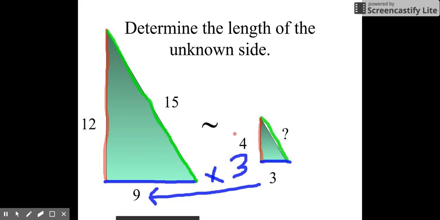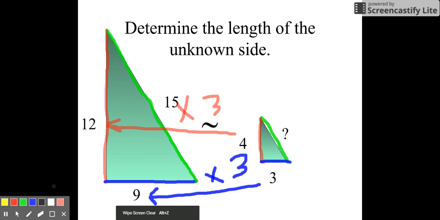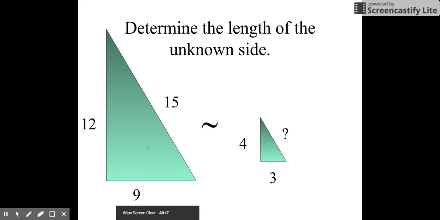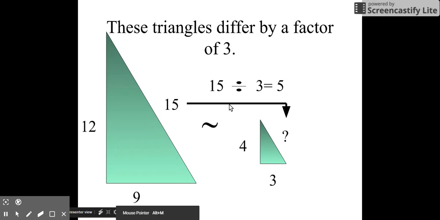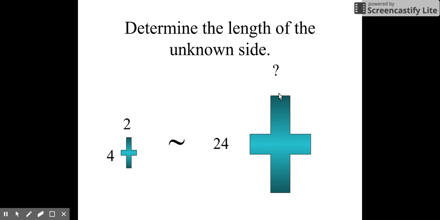All right, now, we also can look at the 4 to 12, and that should be a multiplication of 3. Now, if we're wanting to look at that 15 to question mark, what we should have is a division of 3, because we wanted to switch it around. We didn't want to do times because I don't have a number to times it by. So we'll divide by 3, and our answer would be 5.